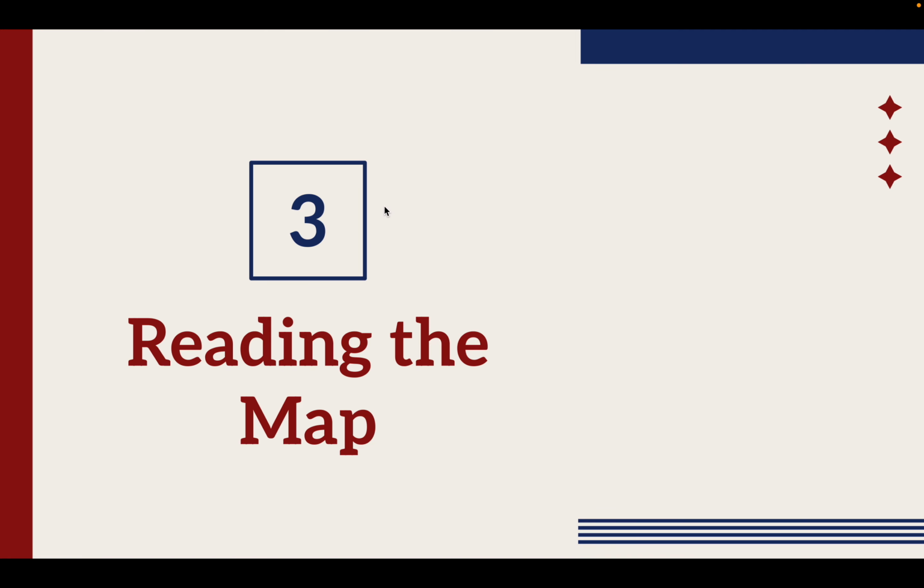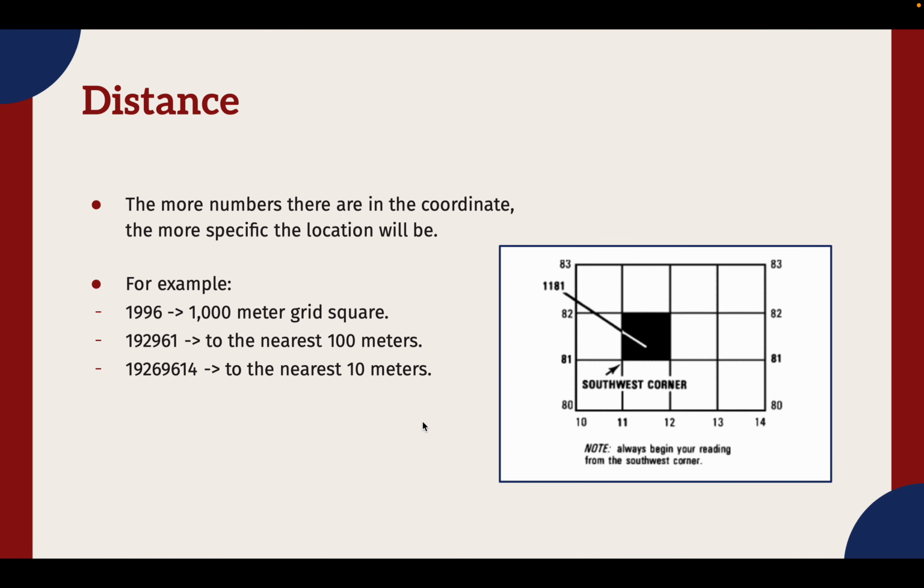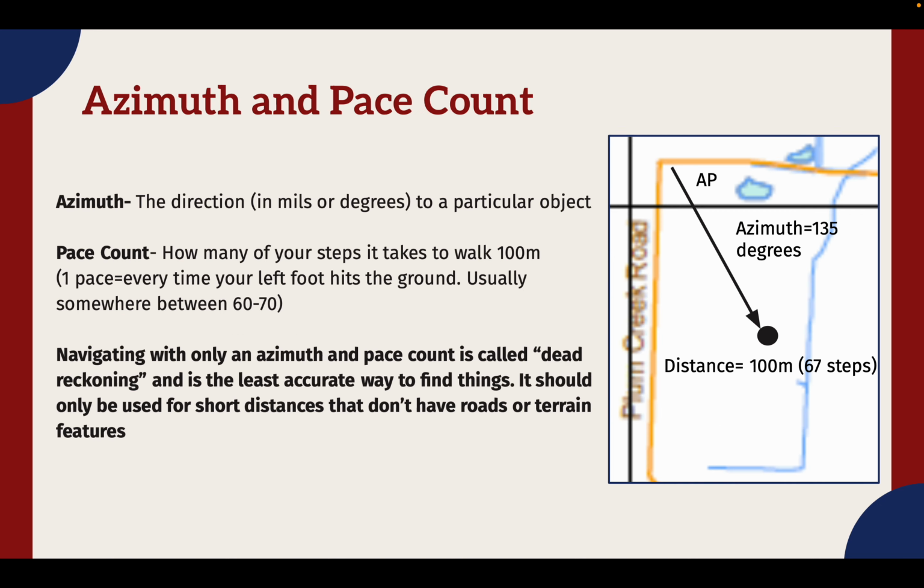Okay, so for reading the map, your coordinates will tell you a lot. If you have 8 digits in your coordinate, that means the point will be very specific. If you have 6, it'll be to the nearest 100 meters and so forth. So the smaller you get in coordinates, the less accurate your point will be, and the more digits, the more specific and precise.